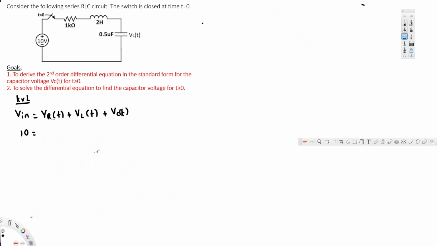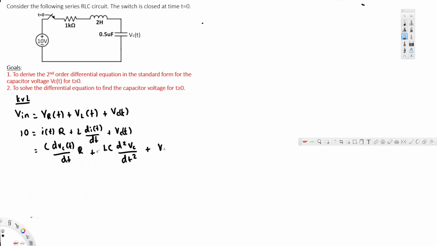Now VR of t, we can replace with I of t times R, because we know that V is equal to IR. And VL of t, we can replace with L di of t divided by dt, and Vc of t we are just going to keep as it is. And again we can replace this I of t with C dVc of t over dt, times R, plus L di of t over dt, we can replace with LC d square Vc over dt square, and Vc of t we just keep as it is.